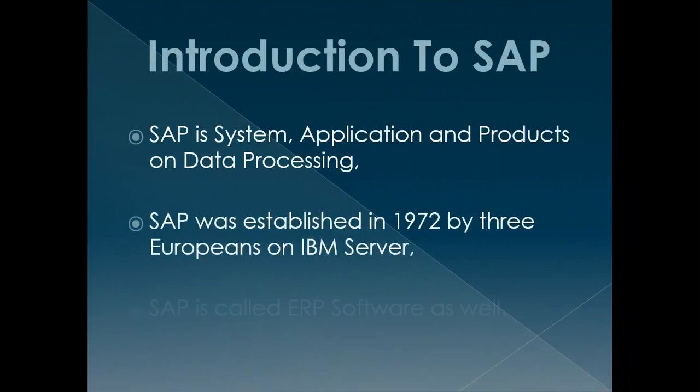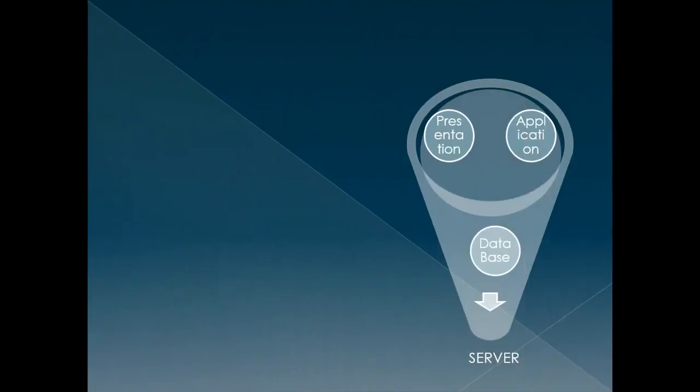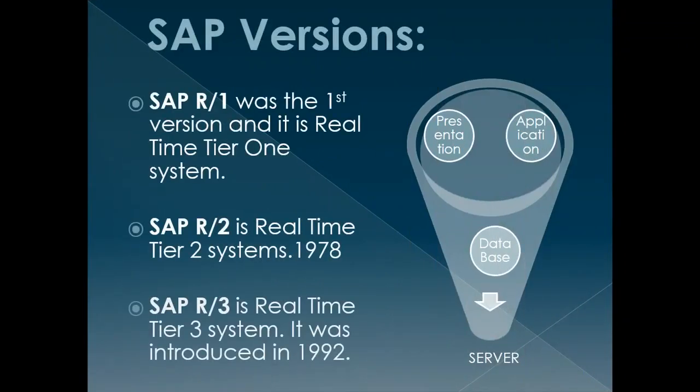Let's come to another topic. It is SAP. Now come to the topic of SAP. The first topic is introduction to SAP. SAP is Systems, Applications, and Products in data processing. SAP was established in 1972 by three Europeans on an IBM server. SAP is called ERP software as well. Now come to the SAP versions. Time to time, SAP provides many versions based on market research, developments, and requirements of the market.